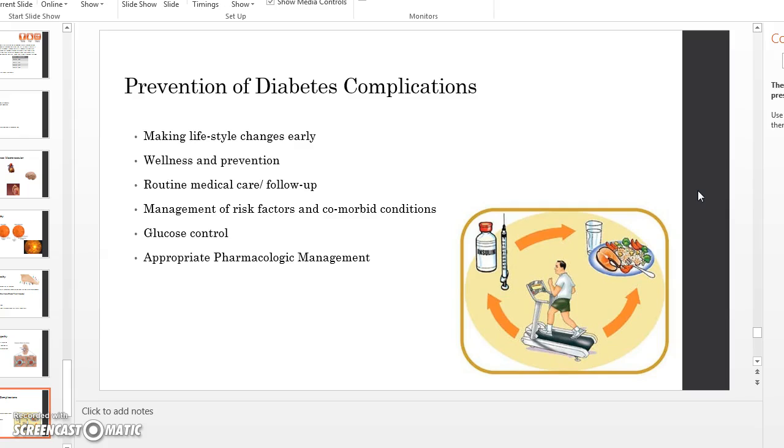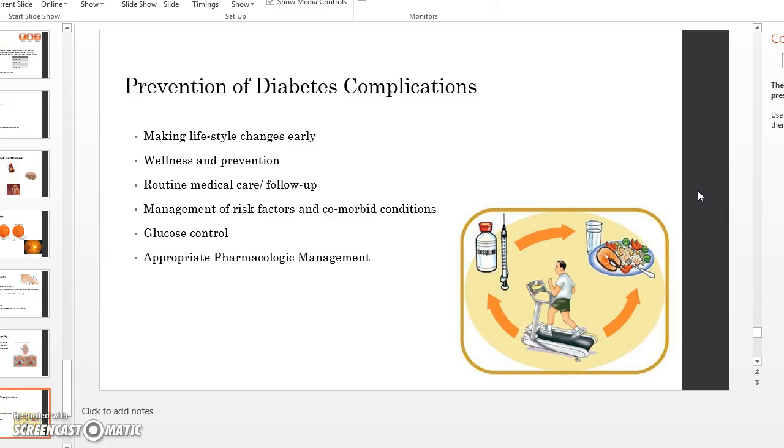This is specifically important for those that fall into the pre-diabetes category. These lifestyle changes early and good wellness care and routine medical care follow-up can help prevent that progression into the diabetes category, which in turn will prevent the complications that come with the diagnosis.